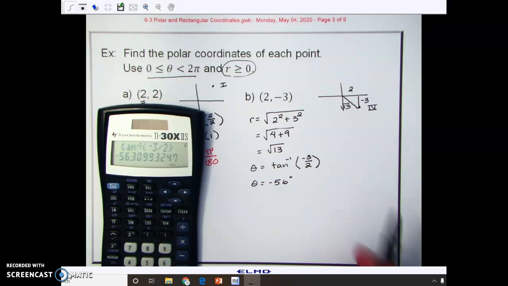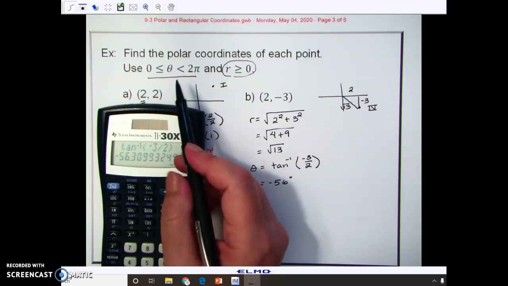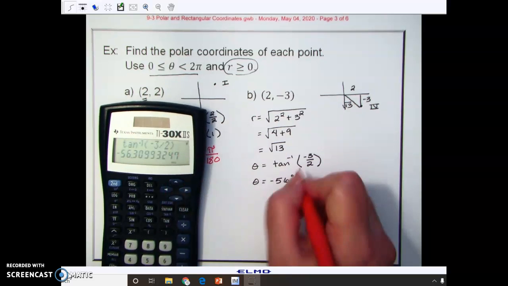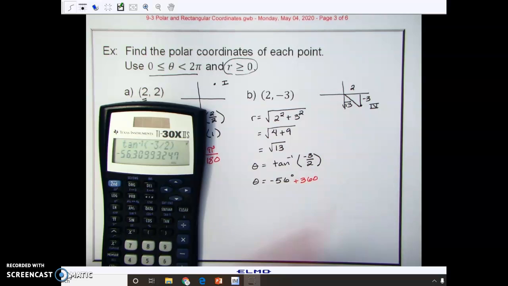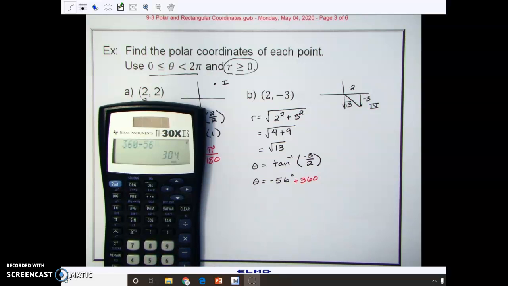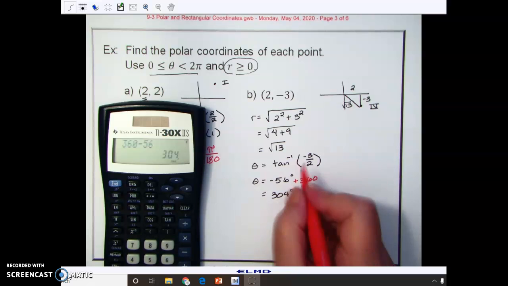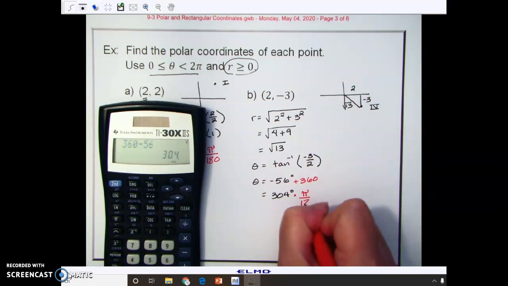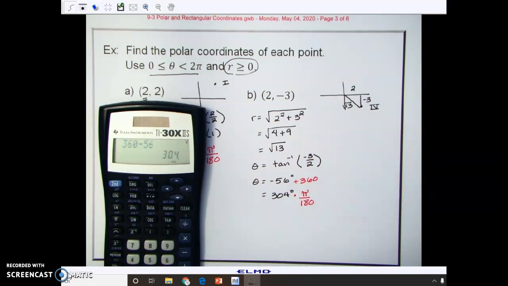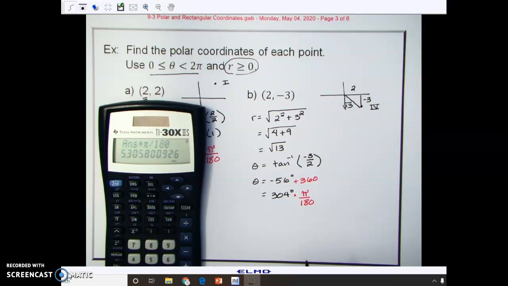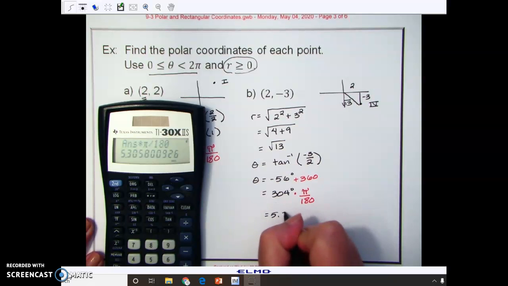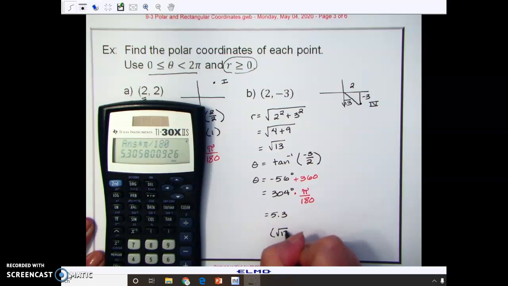So 2 problems with that. One is that it's negative, and this said we needed to be greater than 0. So while we're here, let's go ahead and add a 360 to that. And so if we do 360 minus 56, we get 304 degrees. And it wanted it in radians, so we're going to multiply that by pi over 180. And because it was a rounded answer, it wasn't a perfect answer, we're literally going to multiply by pi and divide by 180, and that gives us 5.3 radians. So my R value is the square root of 13, and my theta value in radians is 5.3.